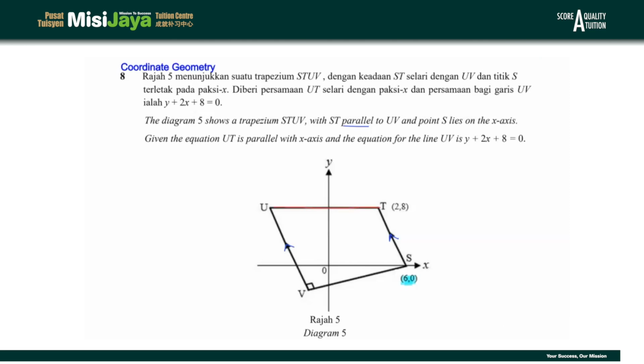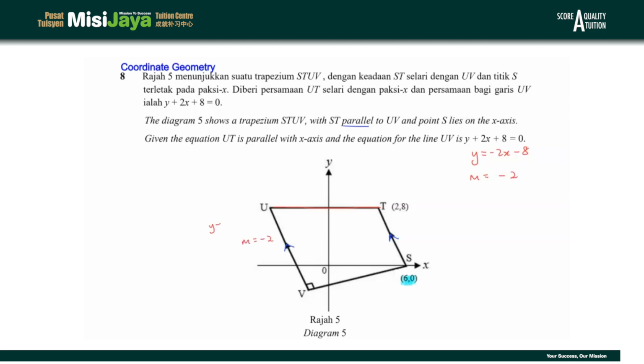And the equation of the line UV is y + 2x + 8 = 0. Okay, this one I'm going to change to y = mx + c, which is y = -2x - 8. So here, this UV, I'm going to write it over. Here, m is -2, which means that this m is -2.